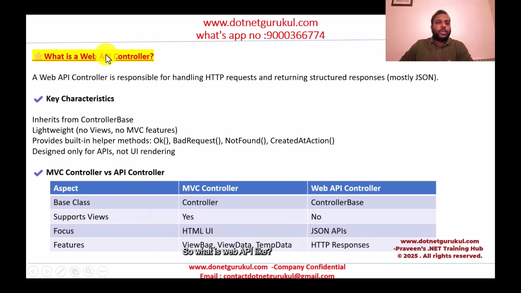So what is web API? Web API is responsible for handling HTTP requests and responses with JSON. It can support only JSON requests and responses, and HTTP requests and responses. It does not have HTML views, or it doesn't support views. It cannot return views. It only has built-in methods, like BadRequest, NotFound, and all these status codes it can return. So there is no support for views or MVC features in ControllerBase.